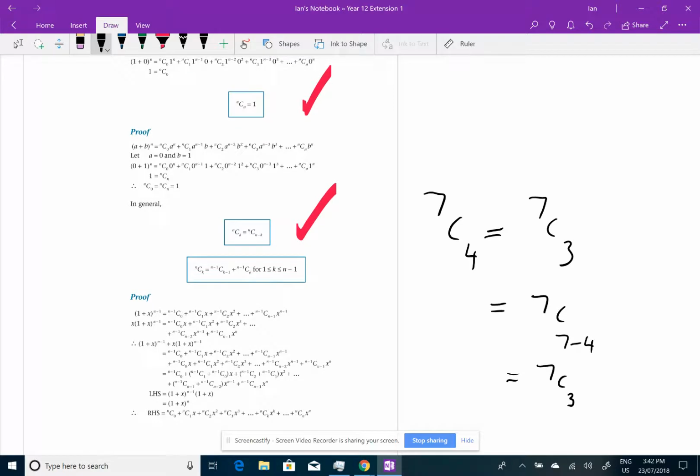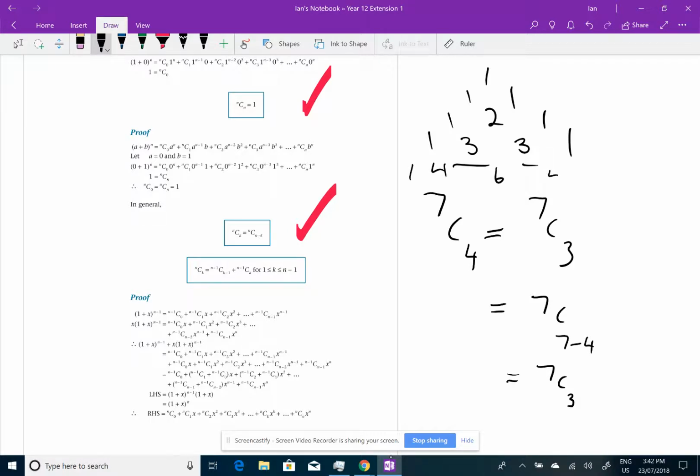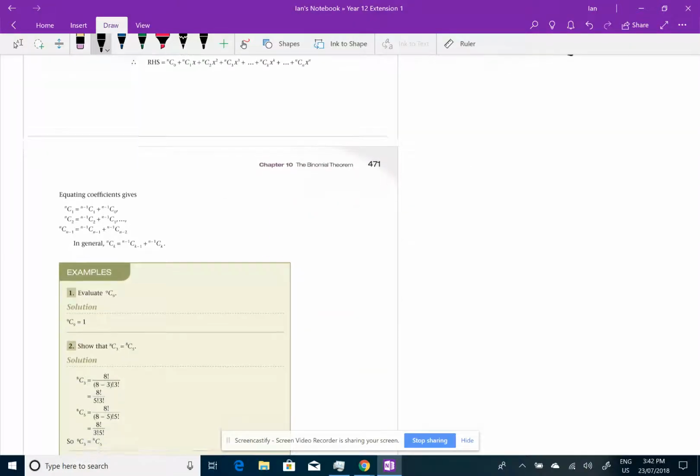And that's the symmetry, which you can see in Pascal's triangle. 1, 1, 1, 1, 2, 1, 1, 3, 3, 1. See the symmetry here? The 3 and the 3. And if you went to the next one, 1, 4, 6, 4, 1, you get the 4 and the 4. And you get that symmetry throughout.